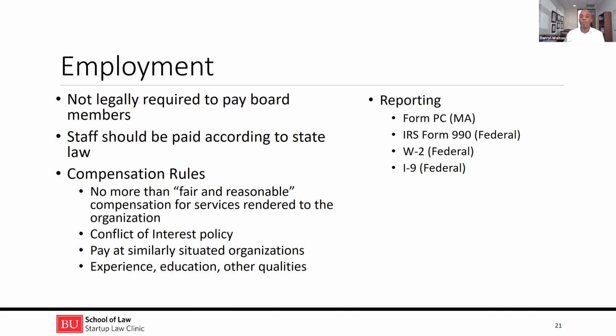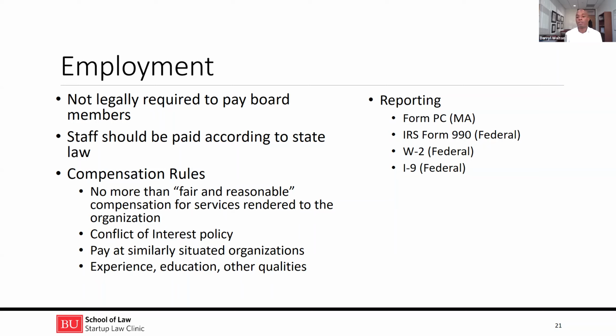So for this topic, we just want to talk about employment. As your nonprofit grows, or as you're considering how to structure and think about compensation, we just want to hit on a couple of points. One of the first points is that you're not legally required to pay board members. This is a question that I think many nonprofits bounce back and forth in debate.